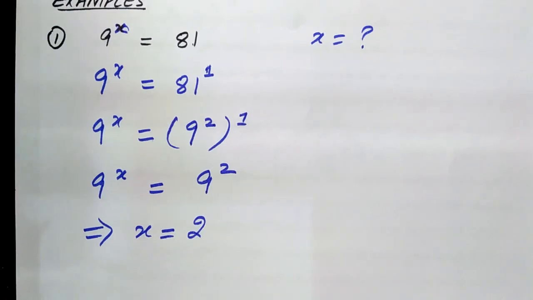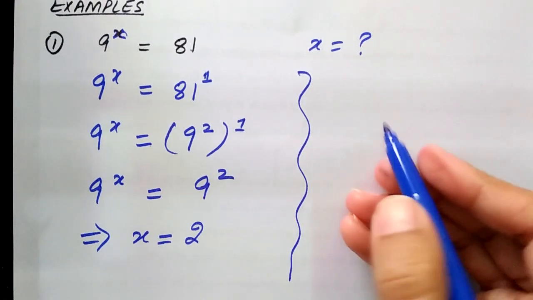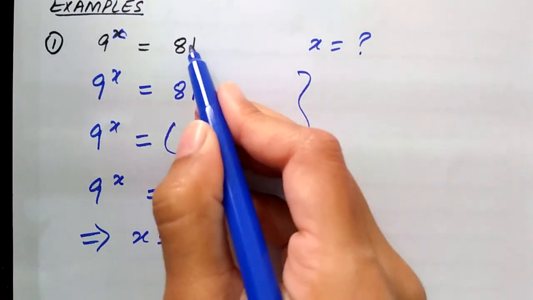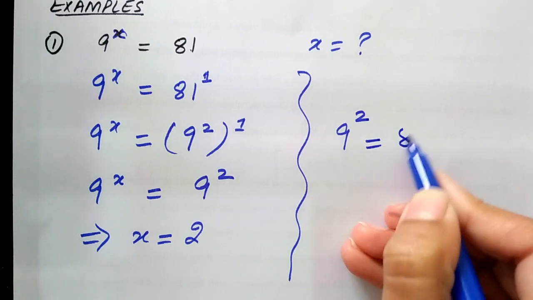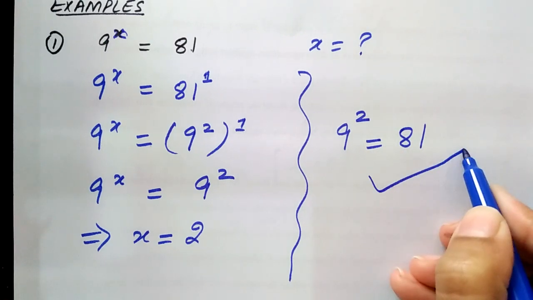Now you can check whether your answer is correct or not. Just put this value of the exponent in the given equation and you will get 9 square equals 81, and that is correct.